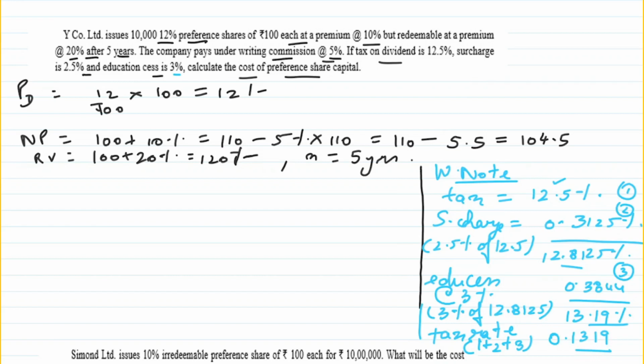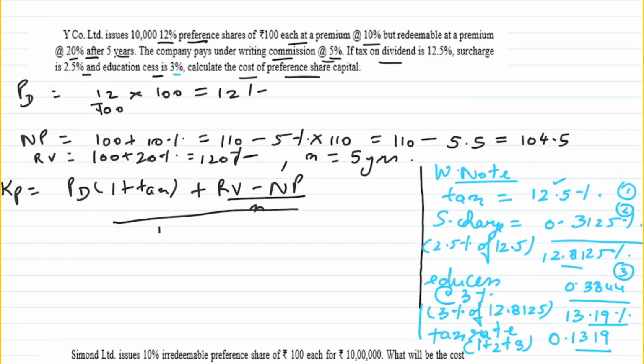Okay, let's come to the formula. Let's remember the formula. We'll just revise this once again. KP is equal to how much? KP is PD, but since we have a dividend tax, we are supposed to add this tax rate to this, plus RV minus NP, that is the redeemable value minus net proceeds, divided by N, whole divided by RV plus NP divided by 2, right?